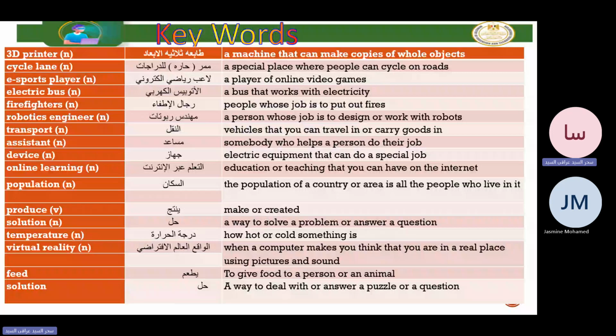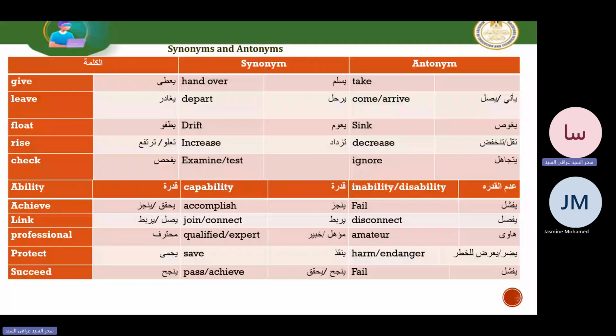Let's move to another point. You have some synonyms and antonyms. Hand over means give, and the antonym is take. Leave means depart, and the antonym is come or arrive. Float means drift, and the antonym is sink. Rise means increase, and the antonym is decrease. Check means examine, and the antonym is ignore. Ability means capability, and the antonym is inability or disability.